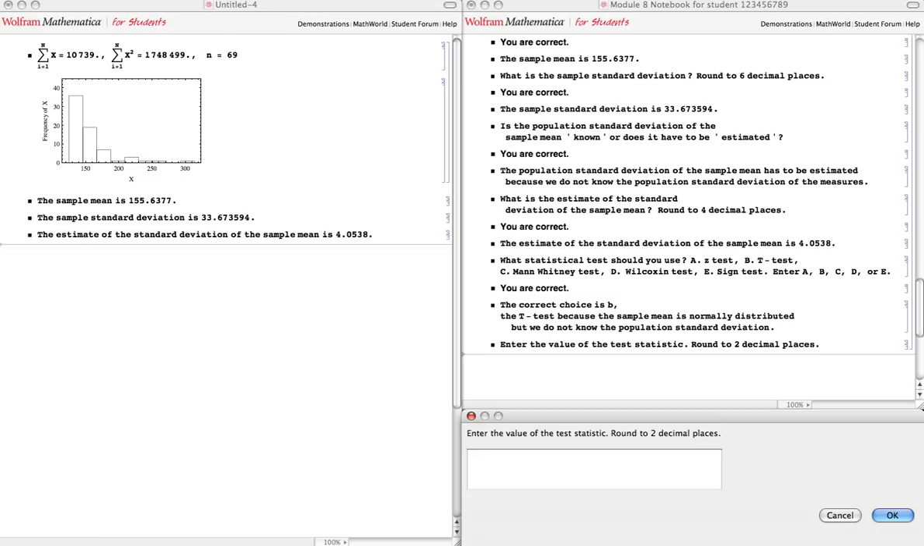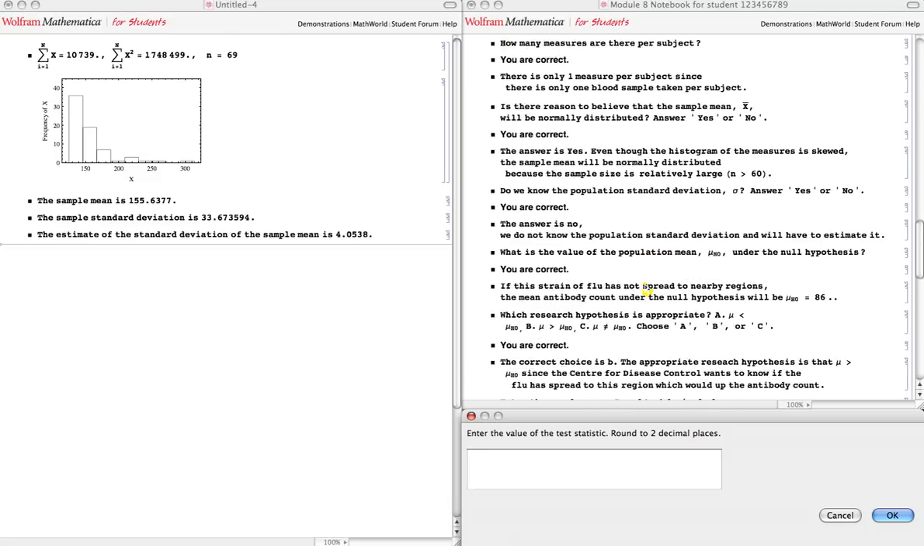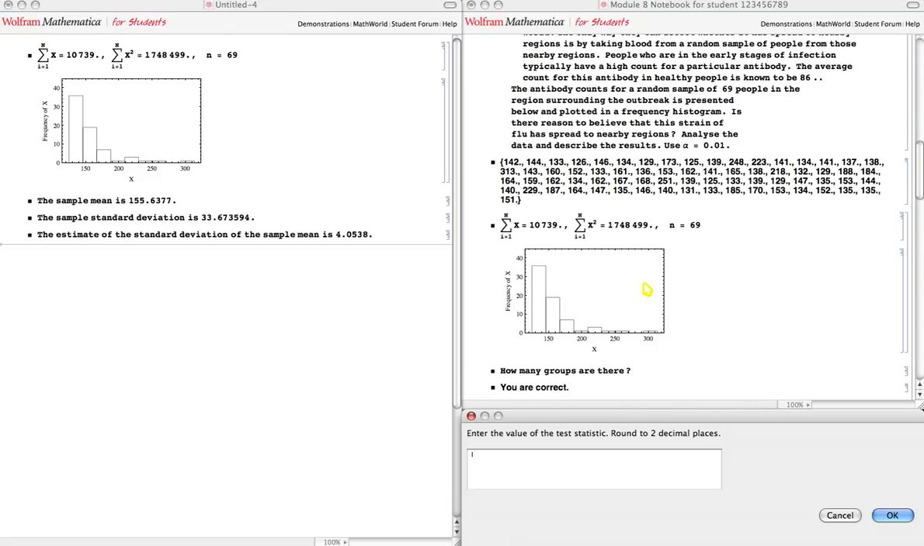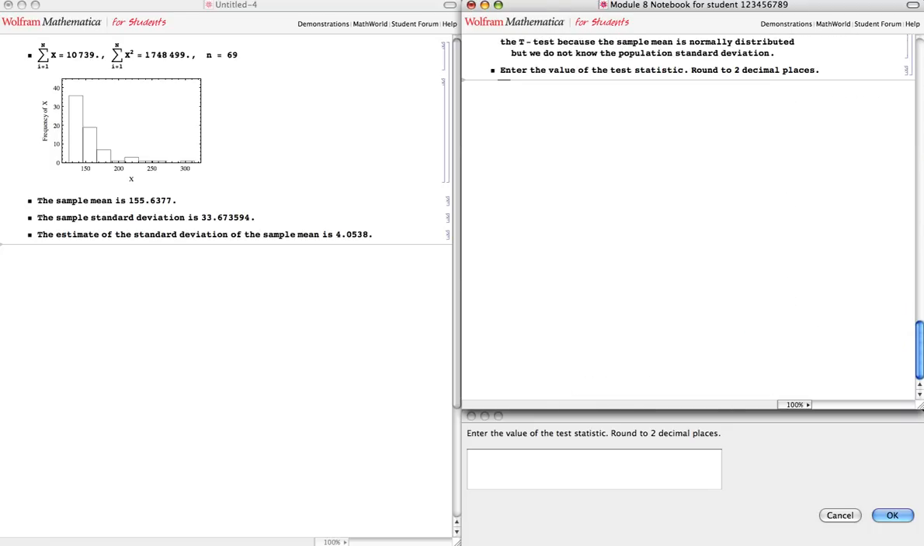Enter the value of the test statistic, rounded to 2 decimal places. The test statistic is simply the sample mean, which in this case is 155.6377 minus mu, which is 86, divided by 4.0538, which is the standard deviation of the sample mean. I have to round this to 2 decimal places, so the value I get is 17.18.